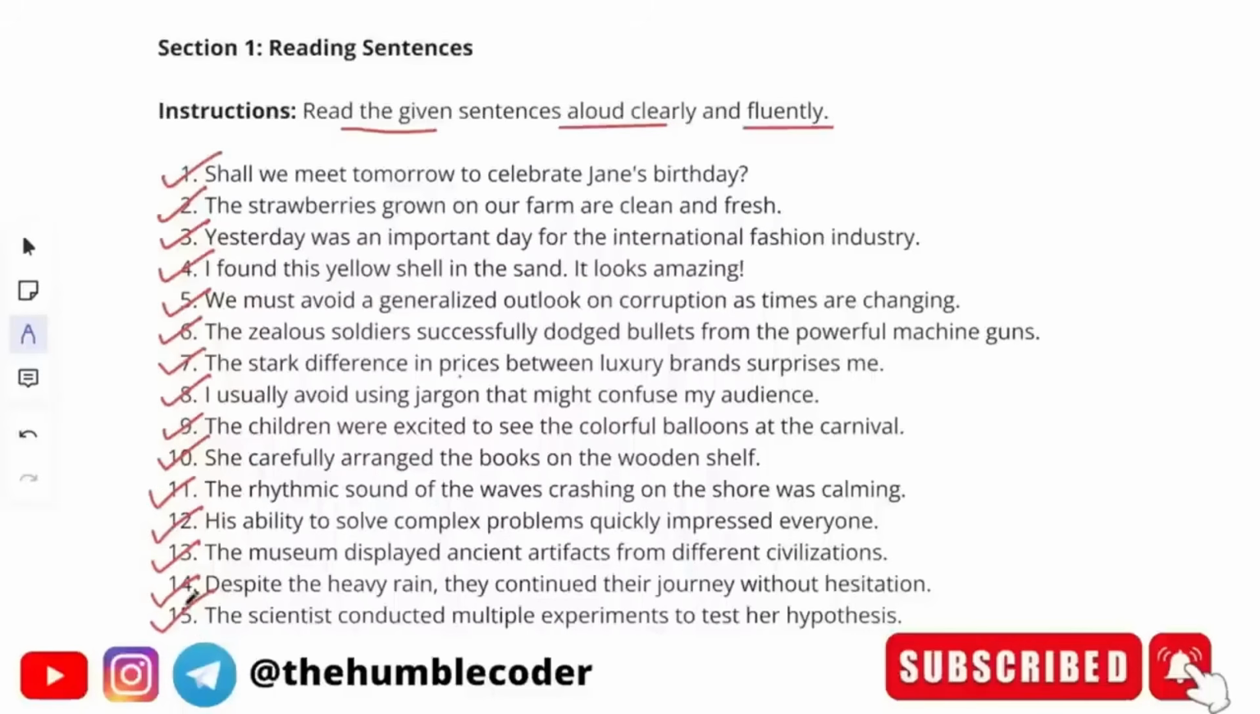So guys, we have read all the 15 sentences. Now I want to give you a few tips. I have taken all the 15 sentences on one screen and I was reading them aloud, but in your assessment you won't get all the 15 sentences in one go. You will get one sentence on your screen and you need to read it out.